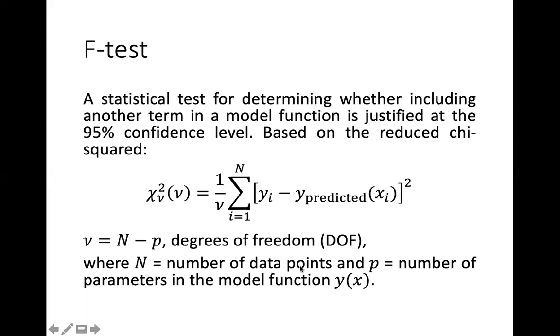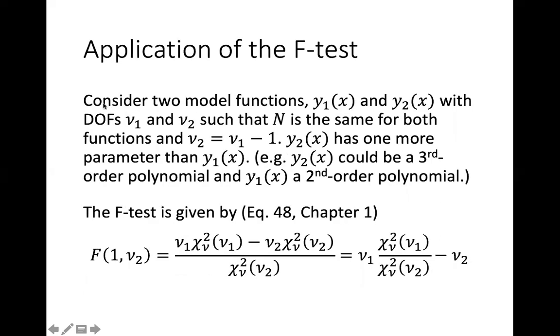So how do we apply the F-test? Well, let's say you're considering 2 model functions. There's model 1 and model 2. And let's say model 2 has one additional parameter added to it. So there's p parameters in model 1 and p plus 1 parameters in model 2. That means that model 2 is going to have fewer degrees of freedom, right? N minus p is going to be a smaller number. So nu 2 is going to be nu 1 minus 1 additional parameter.